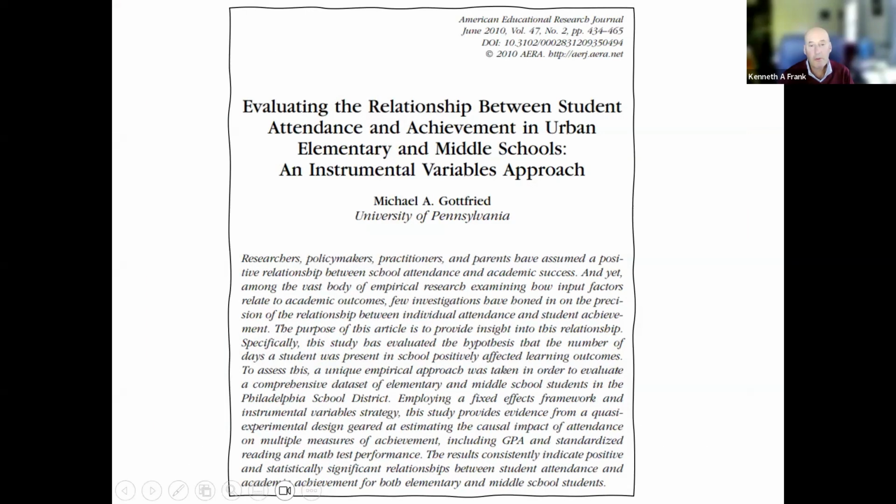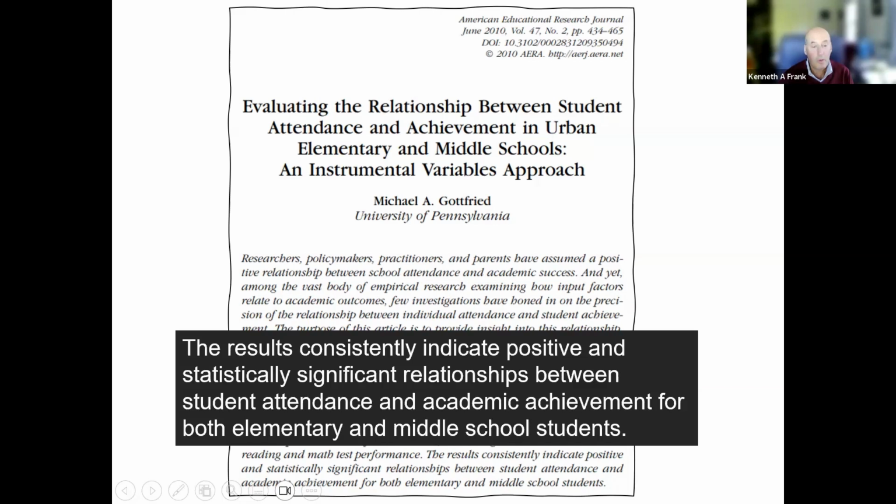Let's learn our second framework now. To do that, we're going to look at a piece by Michael Gottfried on absenteeism in schools affecting achievement. Michael did a lot of this work before COVID, before the pandemic, but he's done a lot since because absenteeism increased during the pandemic. So Mike Gottfried finds that results consistently indicate a positive relationship between student attendance and academic achievement.